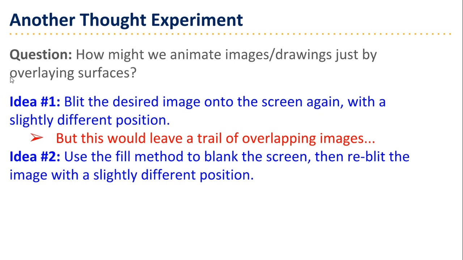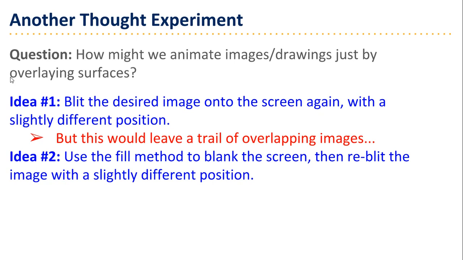So then you might think, okay, well, maybe what I'll do is blit the image onto the screen, and then when I want to animate it, I'll just use the fill method to blank the screen. Remember we learned about the fill method earlier on and how we can just fill the screen with a black or any other color. And after I do that, then I'll just re-blit the image with a slightly different position.